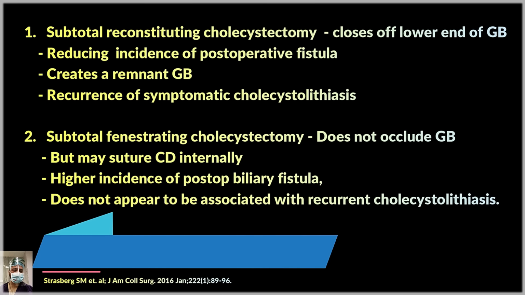So the brief introduction: there are basically two types of subtotal cholecystectomy, reconstituting type and fenestrating type. Reconstituting means recreating the gallbladder. We are closing the remnant gallbladder, and this reduces the incidence of postoperative fistula but creates a remnant gallbladder, and there is a possibility of symptomatic cholecystolithiasis.